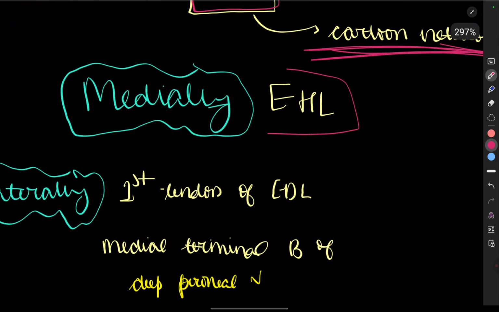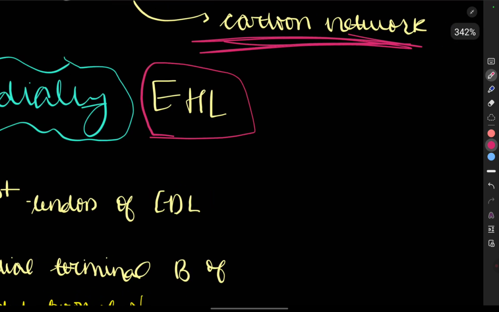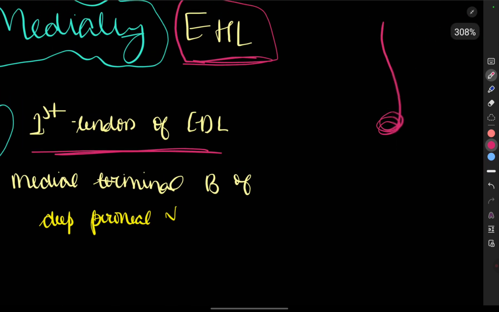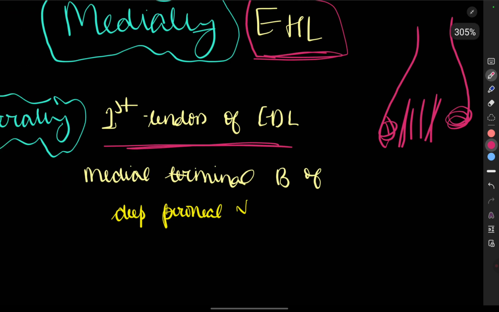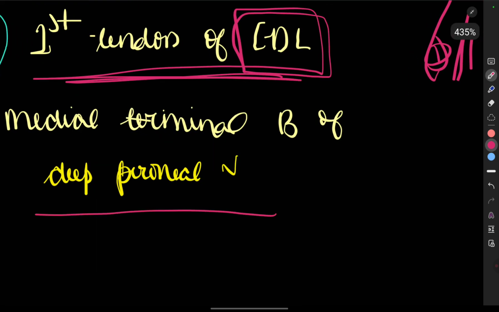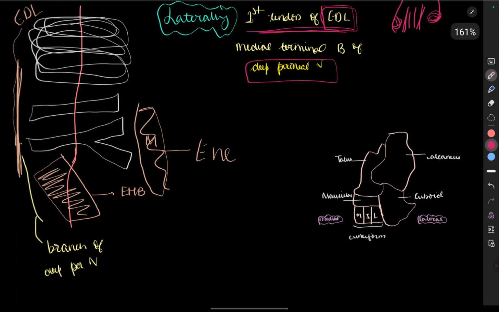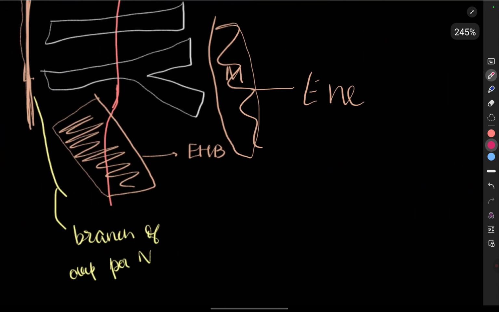Now medially, it is related to the extensor hallucis longus. On the medial side we have the great toe, so the extensor hallucis longus is medial, along with the first tendon of the extensor digitorum longus. On the lateral side we have the digits and the small toe. Also the medial terminal branch of the deep peroneal nerve, as we have already seen above. So let us understand by the diagram.